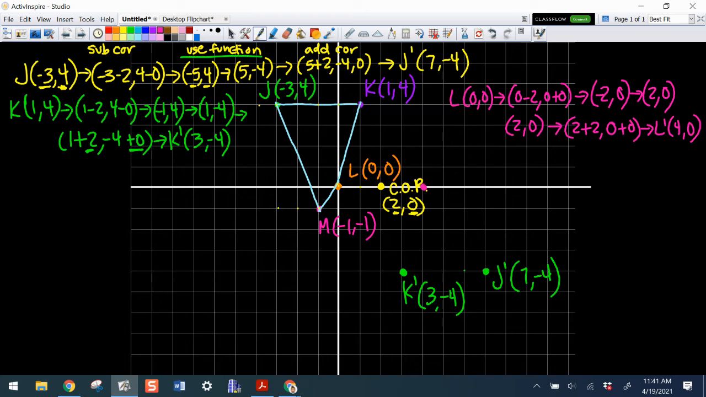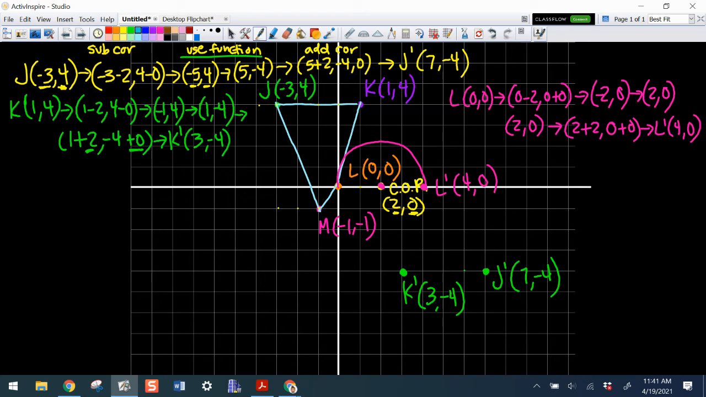So if we graph L prime, this one would definitely be easier to see, that it was in fact a 180-degree rotation around the point 2, 0. That's a little bit easier because it's a lot closer to this center of rotation.